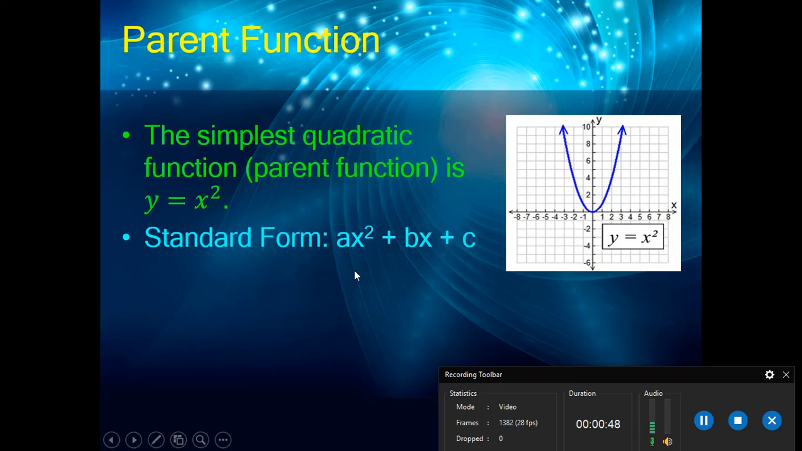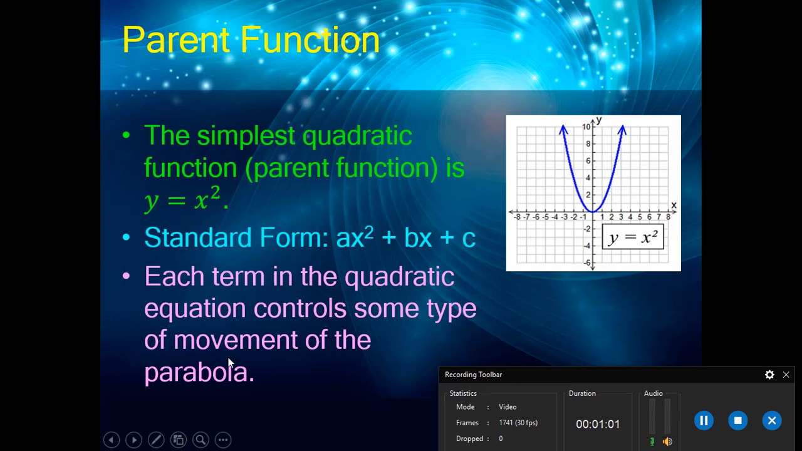This is the standard form of a quadratic, and other quadratic equations will have other terms present. When you add the other terms, this is how we move it out of the parent function location. So each term in that quadratic equation will control some type of movement on the parabola. Yesterday we explored changing the vertex and the vertex form. So we were moving it out of that origin location. Other aspects of the standard form will do the same.